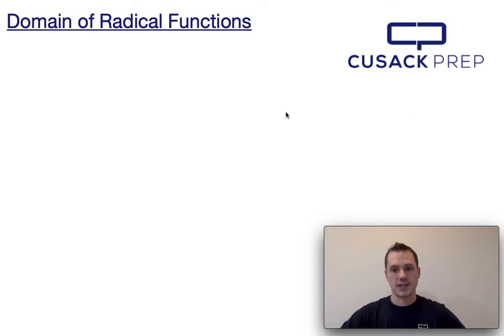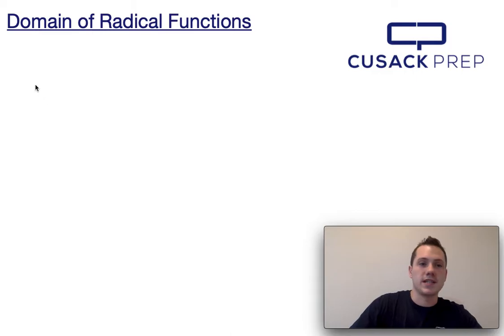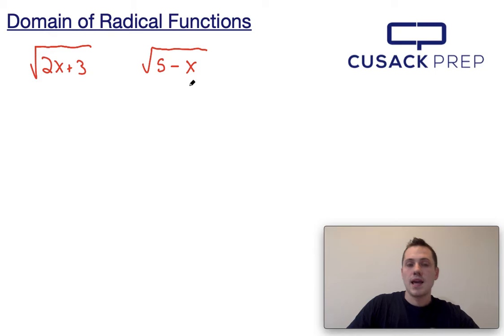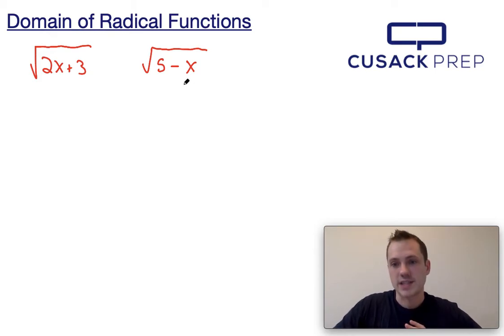Now, a radical function is just something with a square root in it. So let's say we had something like the square root of 2x plus 3, or maybe we had something like the square root of 5 minus x. These would be examples of radical functions.